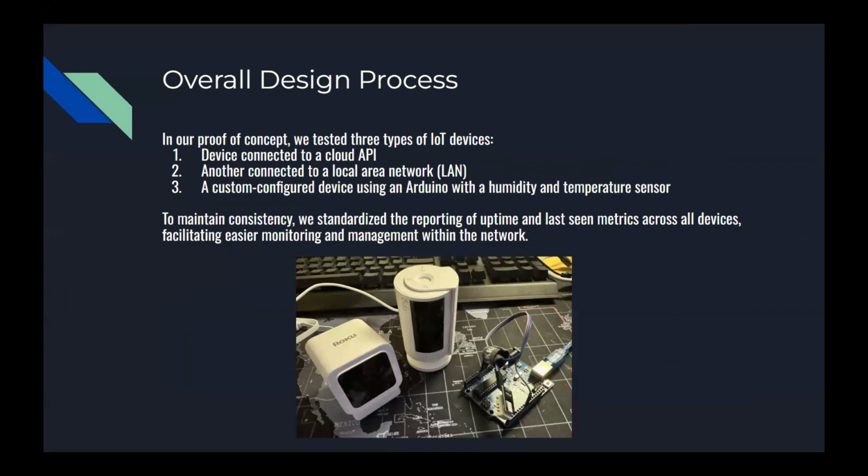So as far as the overall design process went, we focused on a proof of concept first, testing 3 types of IoT devices, one of which was a Ring camera talking through a cloud API, meaning it talks through servers elsewhere. Another one was connected through a local area network, the Roku camera, and a custom Arduino, which only talks through a serial connection. We did this to make sure we could test over all kinds of different communication methods.